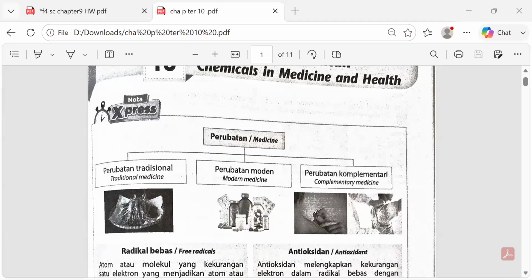If you don't want your apple to turn brown, what do you put? Salt, or you can put lemon. Have you heard of putting lemon? Okay, so lemon is an antioxidant.